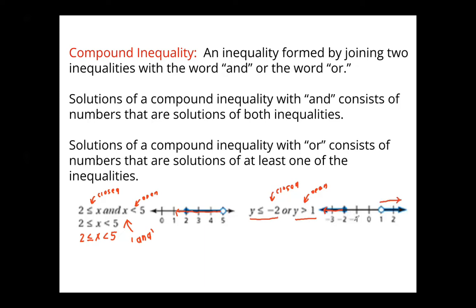Now notice here that rather than connecting the 2 points, they're simply graphing the inequalities as they are on the number line. So for any compound inequality joined with the word and, the points will connect, and a compound inequality joined by the word or will just be graphed as normal inequalities.